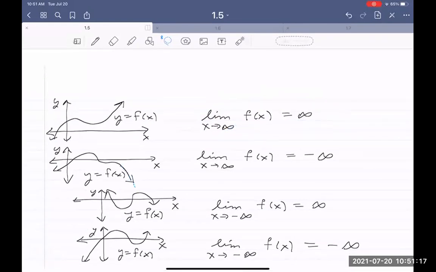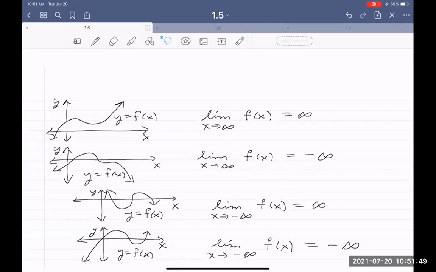Suppose we have the situation where as x goes to infinity, your y values keep getting smaller and smaller and smaller. In that case, we denote that situation by the limit as x approaches positive infinity of f of x is equal to negative infinity. Note that when we're saying these, what we're meaning is as a limit.